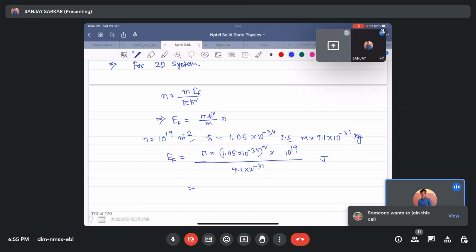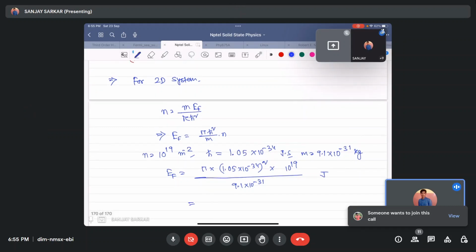So we have used that relation for the 2D system. We have already calculated the relation between EF and N, so we used that relation and put in all the values. Can anyone tell me what the value is? Let me check if I can calculate it in the calculator. So 2.38 electron volts. Okay, you are getting 2.343 electron volt. Does everyone else agree with this?